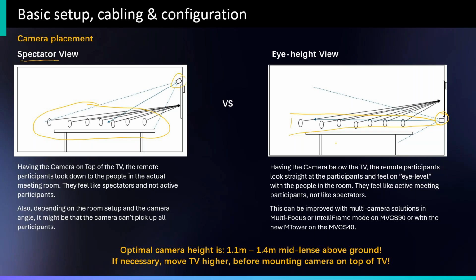The optimal height is mid lens, 1.1 to 1.4 meter. If necessary, move the TV higher before mounting the camera on top of the TV. Only do that in the absolute worst case if there is no other opportunity. Okay?